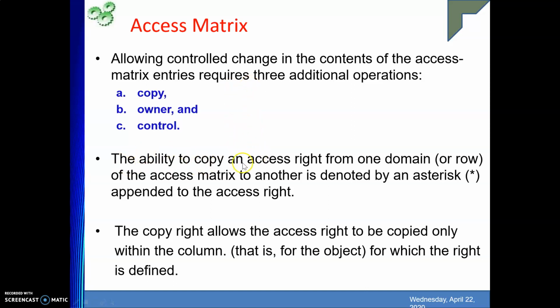So the ability to copy an access right from one domain, that is from one row of the access matrix, to another is denoted by an asterisk appended to the access right. Suppose the access right name is R, then we'll write R star, right? Then the copy right allows the access right to be copied only within the column, that is for the object for which the right is defined. So the copy right allows you to copy the right within a column, for an object, from one domain to another domain. This is copy right.